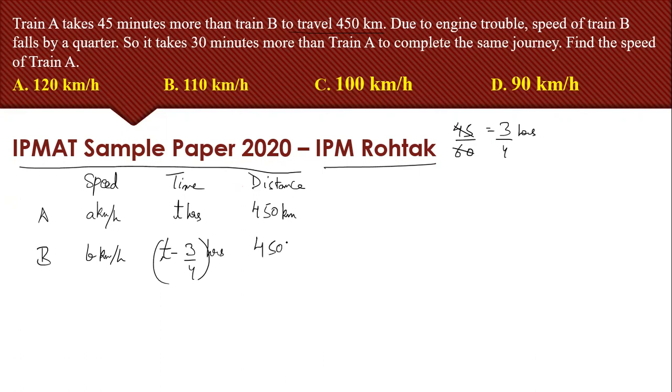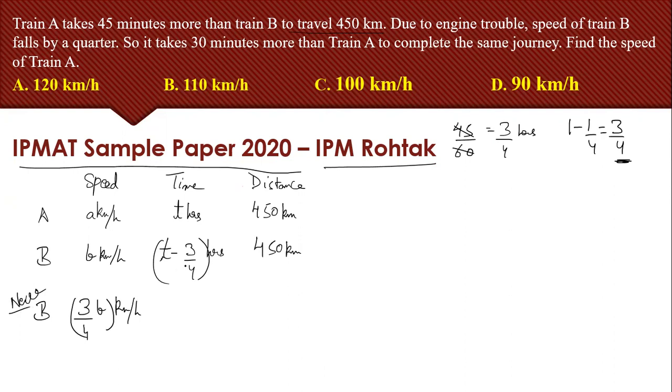Distance is same for both of them. Due to the engine trouble, speed of train B falls by a quarter. If anything reduces by a quarter, it becomes 3 by 4th of the original. So that means speed of B will become 3 by 4th of B. The new speed of B will be this. Okay?